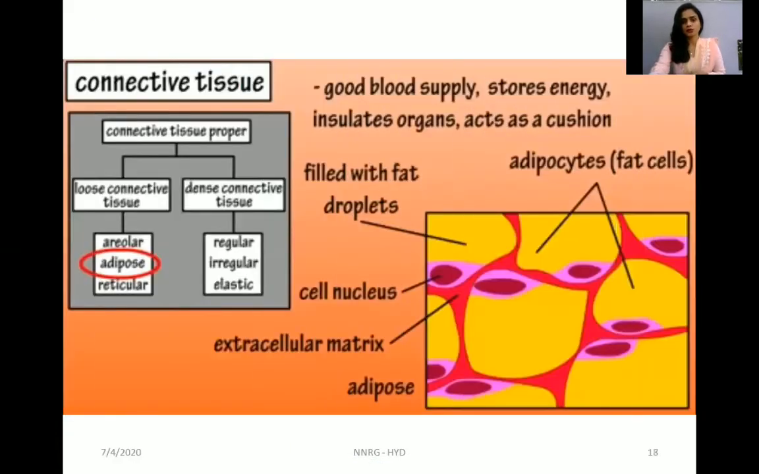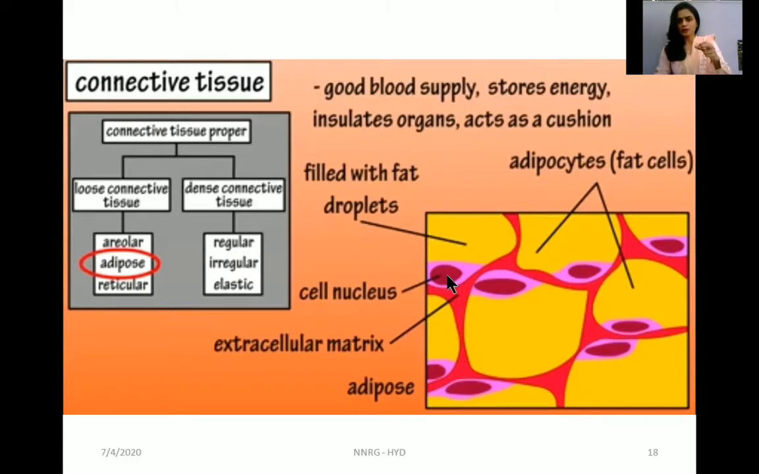That is the brown adipose tissue. This is the adipose tissue wherein you will find the adipocytes, that is the fat cells. These fat cells have fat droplets in them. These fat droplets push the nucleus to the periphery. Usually the nucleus should be at the center, but because of these fat-filled droplets, they push the nucleus to the periphery.